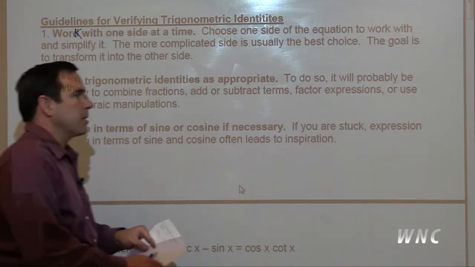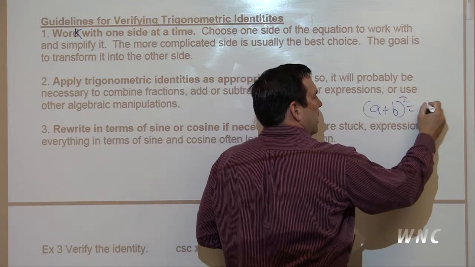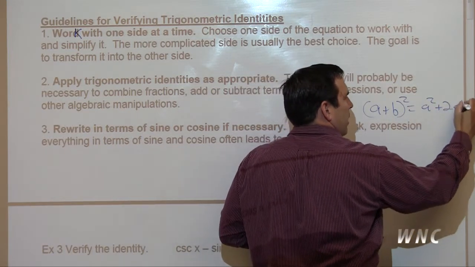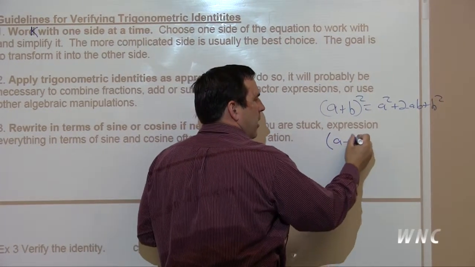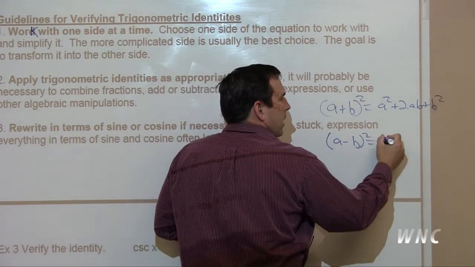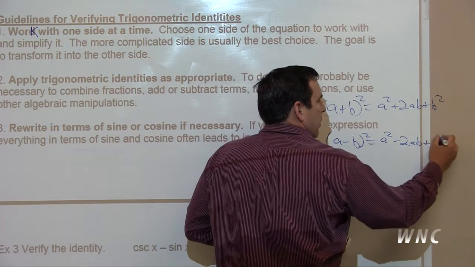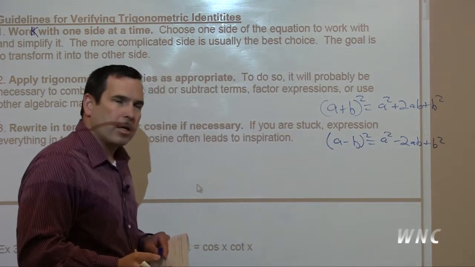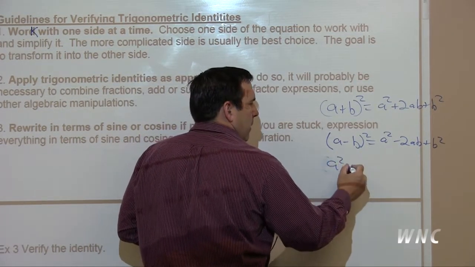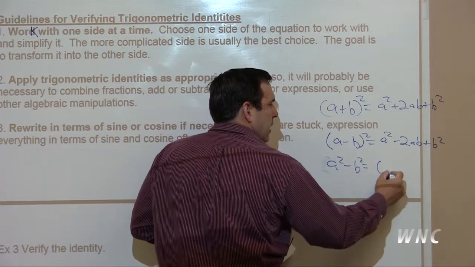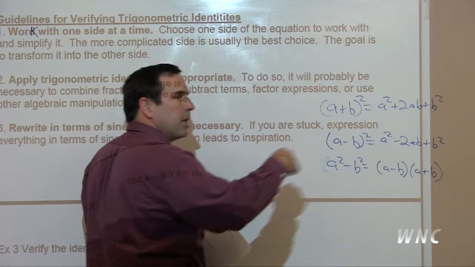It's really important to remember things like (a plus b) squared is a squared plus 2ab plus b squared. It's also important to know that (a minus b) squared is a squared minus 2ab plus b squared. These are algebra things that are often forgotten by students. Also remember that a squared minus b squared is (a minus b) times (a plus b). So all important things to know.